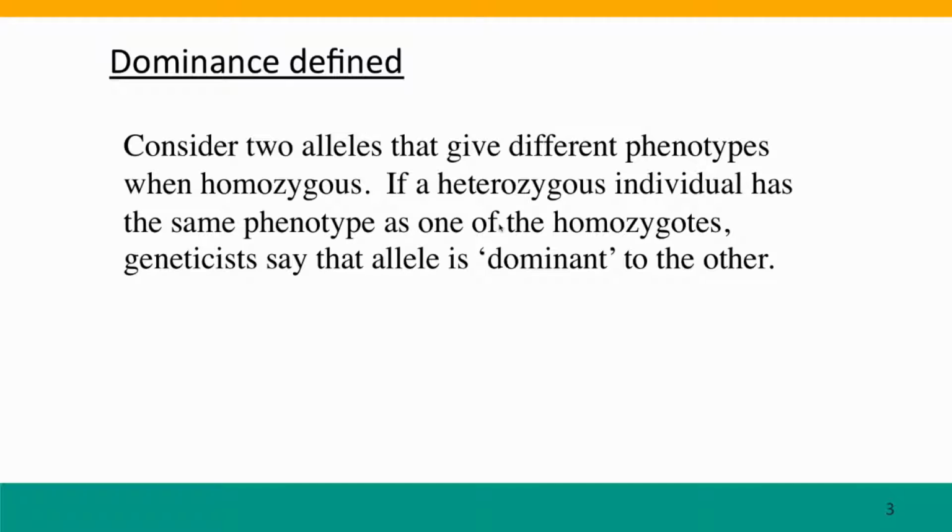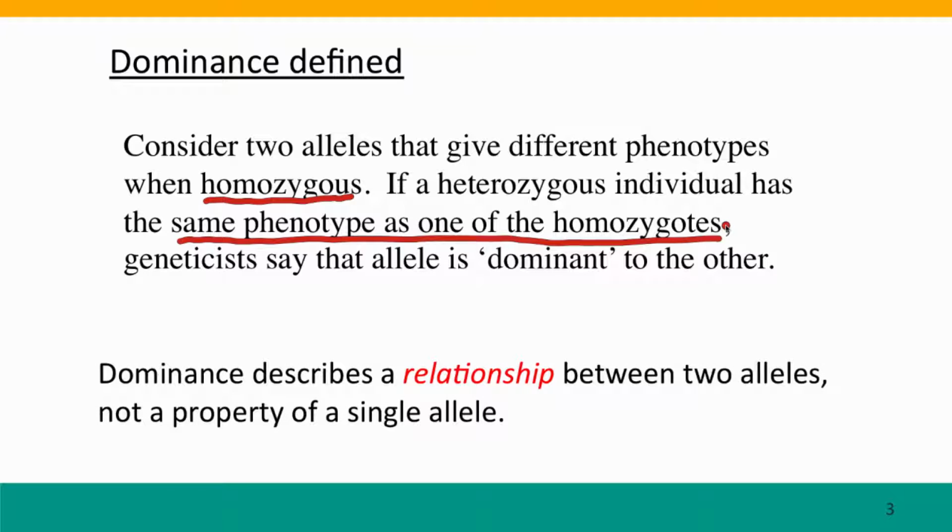So here's our definition. Again, we consider whether we should apply dominance when we have situations where we have two alleles that, when they're homozygous, give different phenotypes, but the heterozygote has the same phenotype as one of those two homozygotes. And we pointed out the extremely important issue that dominance describes a relationship between two alleles. It's not a property of a single allele.